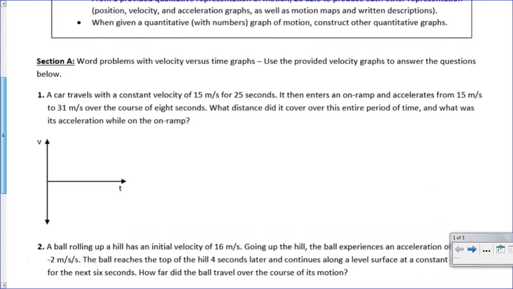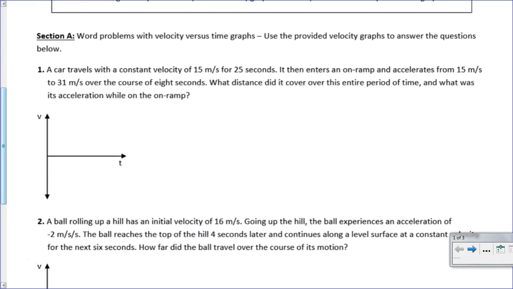All right, moving to this first problem. This first problem has to do with a bunch of different word problems that we'll be doing that involve objects that are accelerating. For instance, here I give you a situation. It says a car travels with a constant velocity of 15 meters per second for 25 seconds. It enters an on-ramp and accelerates from 15 meters per second to 31 meters per second over the course of 8 seconds. And I asked what distance it traveled and what its acceleration was while it was on the on-ramp.